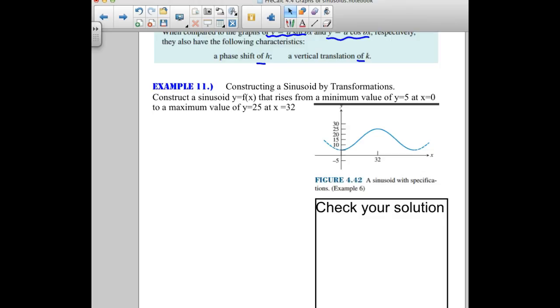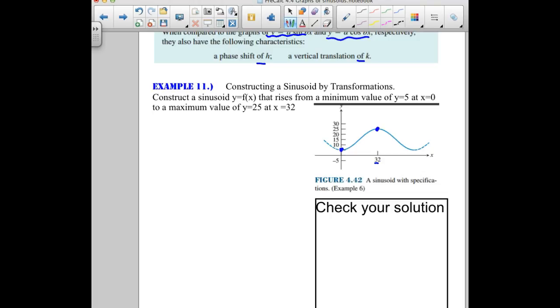So our first one says to construct a sinusoid that rises from a minimum value of y being 5 when x is 0. Looking at your graph here, that's this point. When x is 0, we had a low point of 5. Okay? Then it goes to having a maximum value of 25 when x is 32. So if they hadn't given you the picture, the first thing I would do is sketch that. Okay, I'm starting at a value of 5. At 32 increments from 0, I'm up at a 25 as my maximum.